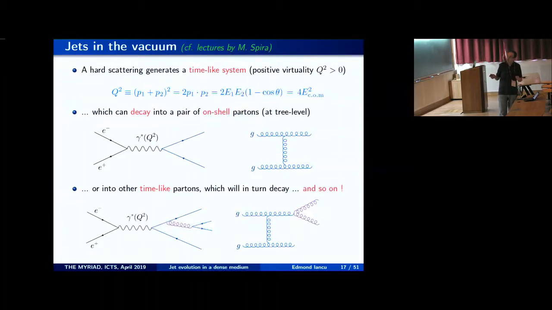But if they are not on shell, if they are time-like too, they will radiate in turn, generating other partons which have even less virtuality, and so on, until the virtuality decreases low enough for these particles not to be able to split into partons anymore. And this happens typically when the virtuality becomes of the order of lambda QCD, because in that case these partons do not exist as partons anymore. They are at the soft scale of confinement. They have to hadronize somehow. And I will never discuss the mechanism of hadronization, what follows. I will just follow the partonic evolution down to the virtuality scale of order lambda QCD.